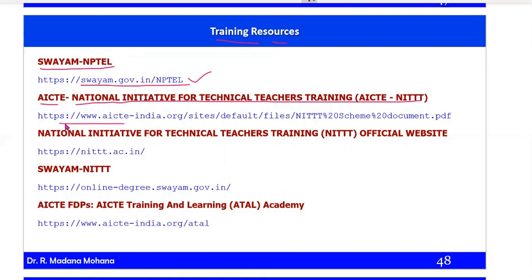This is the official scheme document from the AICTE website. Then the official website for NITTT for registration of the courses is nittt.ac.in. After registration, these courses will be added to the Swayam portal. From the Swayam portal, you can access them using the following URL, that is Swayam NITTT, online-degree.swayam.gov.in.